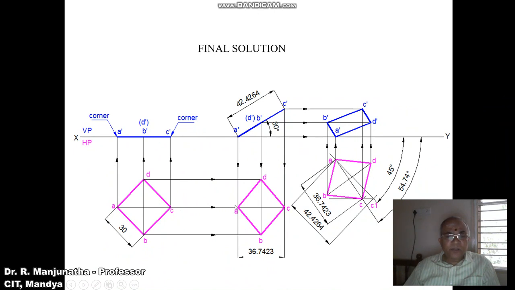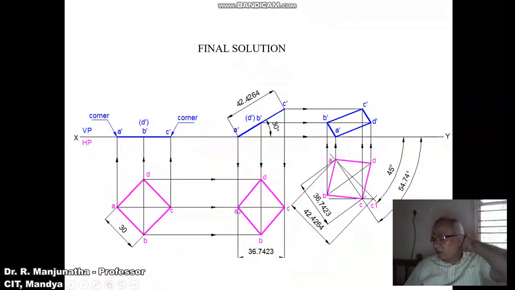Similarly, draw a horizontal projector from C and draw a vertical projector from C dash. Both these 2 points are going to intersect at this point, and you mark this point as C. And then join A to B, B to C, C to D, and D to A with a dark line.